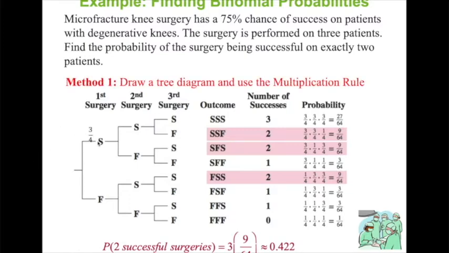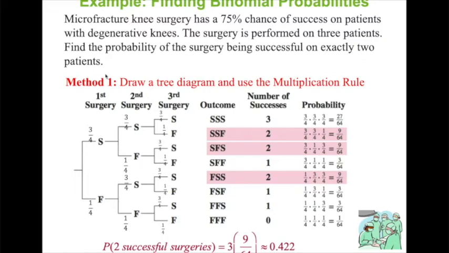Of course, the probability of success is 3 over 4. That's given there, 75%, which is equal to 3 over 4. Consequently, the probability of failure is 1 over 4. Remember, the probabilities must be the same for a binomial experiment.